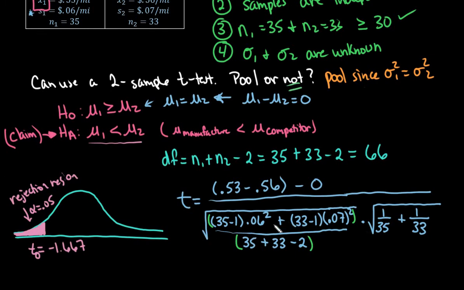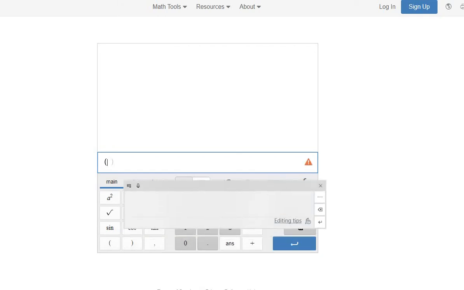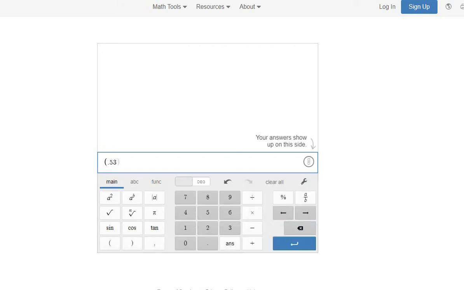If you don't have fraction buttons where you can plug it in there, it's really important that you have all of the parentheses. So I'm just going to use an online calculator to plug this in. So I'm just going to plug it in: 0.53 minus 0.56.